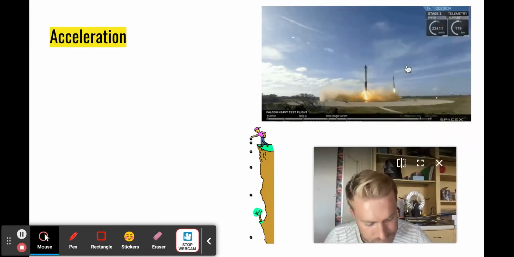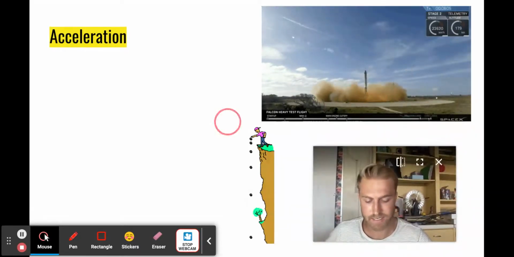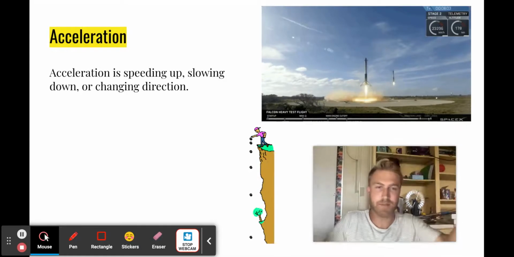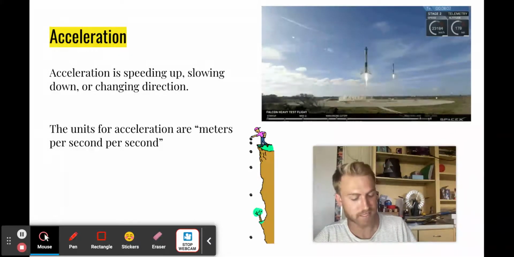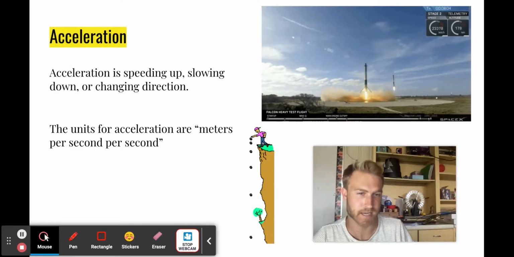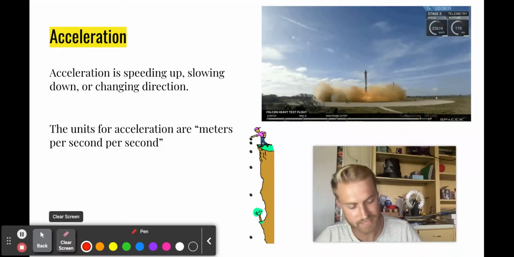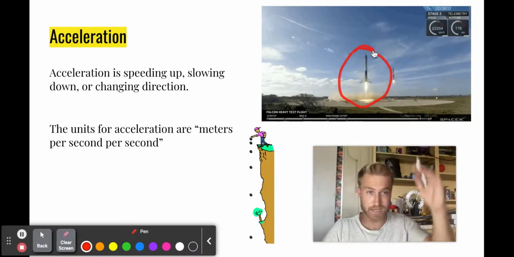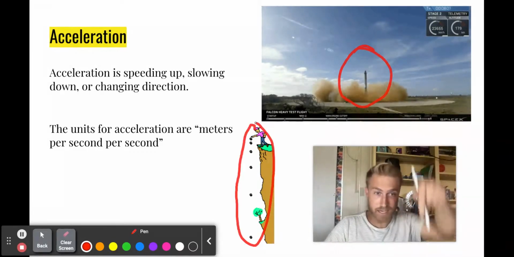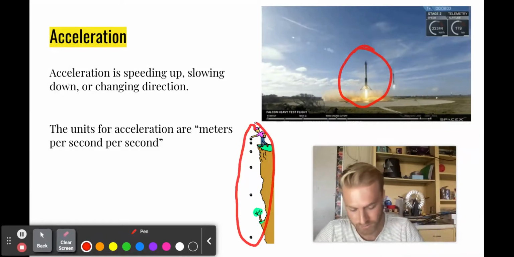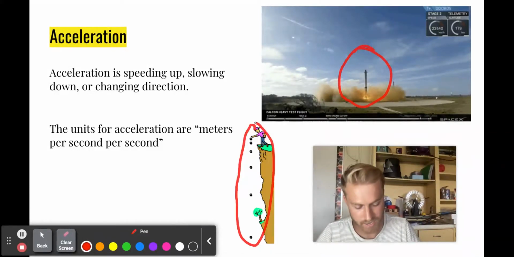Okay, so acceleration, this is our last idea here. Speeding up, slowing down, or changing direction. And the units for acceleration are meters per second per second. This rocket is slowing down so it doesn't slam into Earth. This rock is speeding up as it's going towards Earth. These objects have an acceleration.